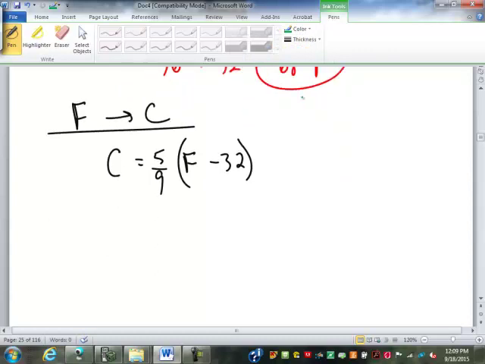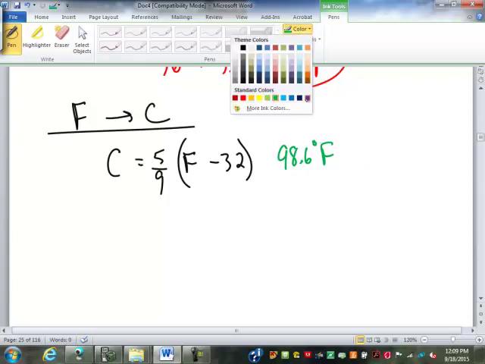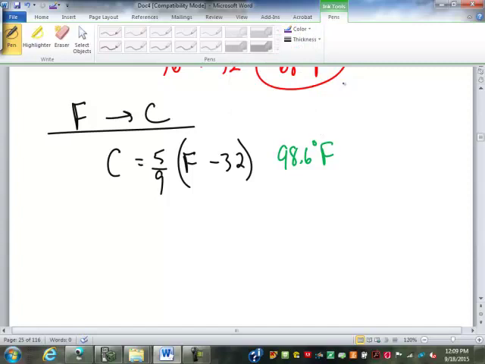So the one common temperature that we use, what is human body temperature in degrees Fahrenheit? 98.6. By the way, research has been done in the last 10 years that proves it's actually closer to 98.2 than it is to 98.6. I don't know if you guys have heard that before. So anyway, let's make the conversion.